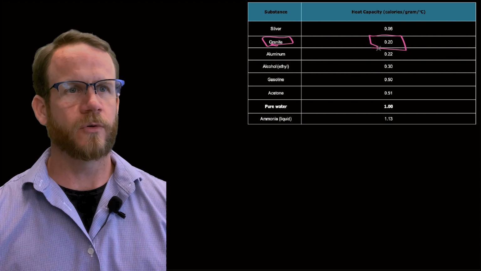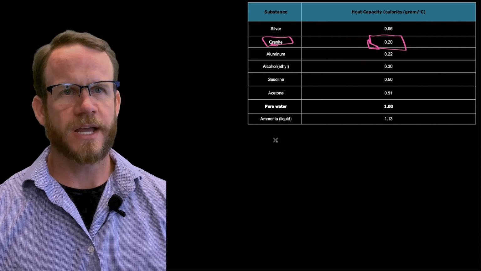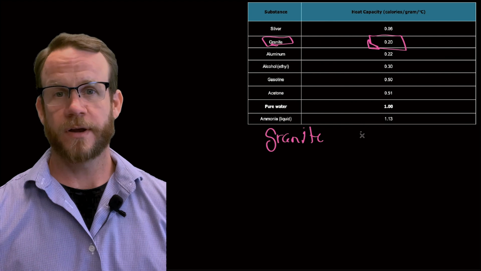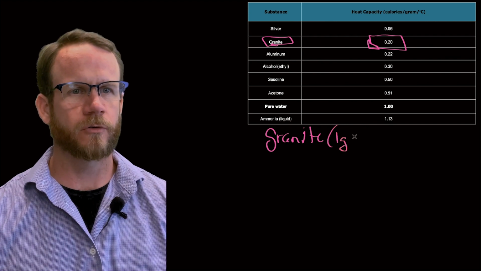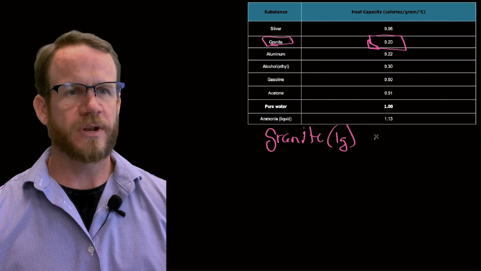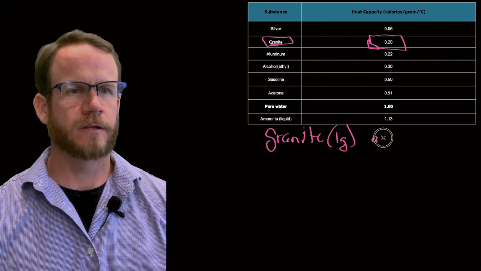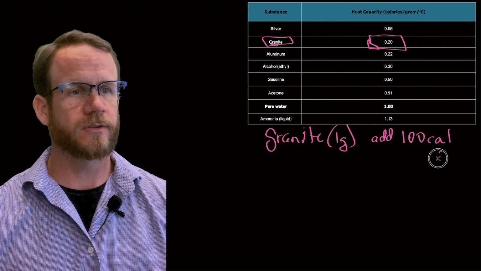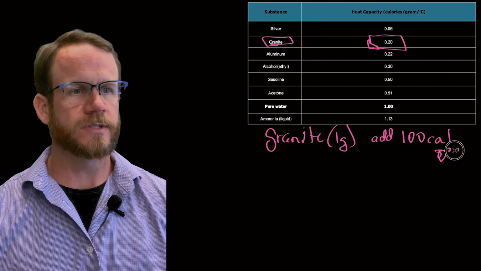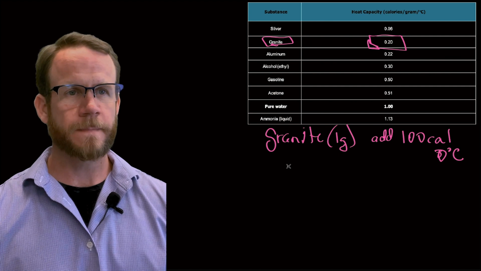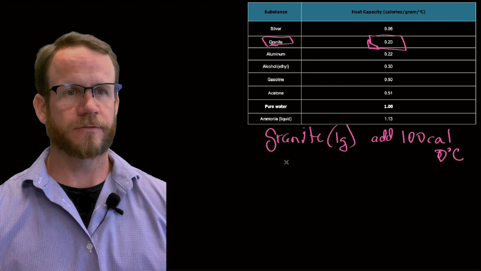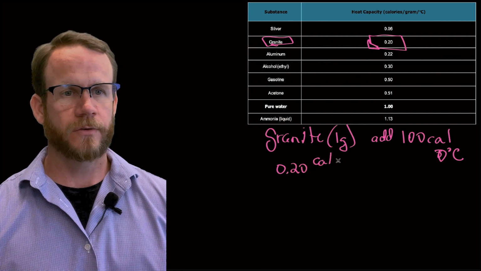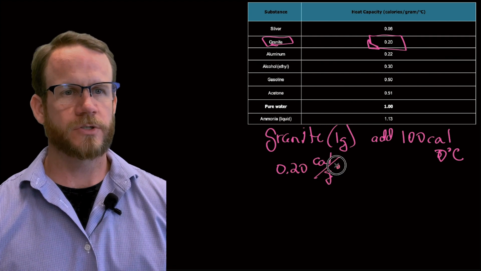So let's see, how do we do this? Let's go ahead and say I want to take granite, and yes, my handwriting is amazing here, and I want to do 1 gram of granite. I'm going to do the same thing I did with water. I'm going to add 100 calories and see what happens. I'm going to start at 0 degrees Celsius. The first thing is I'm going to write down the heat capacity of granite, and that is 0.20, again, calories per gram degrees Celsius.